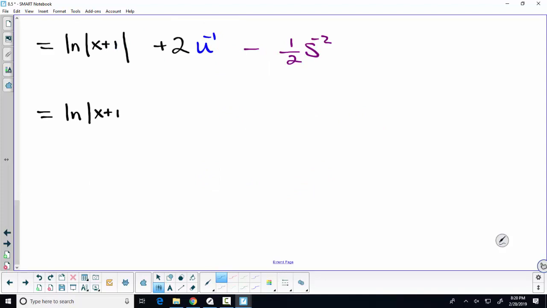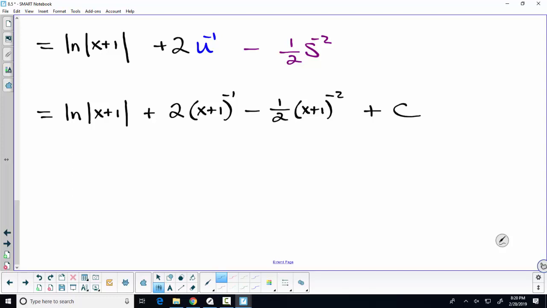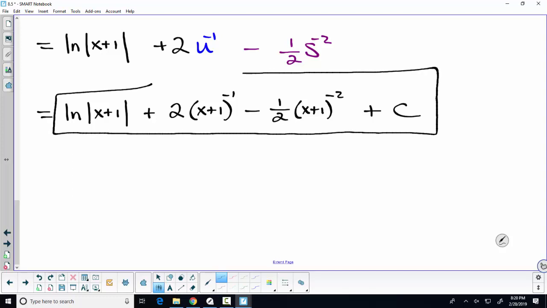And maybe you don't need a u substitution there, because again, the derivative here is linear. The derivative of the inside function, x plus 1, is 1. Kind of like with that inverse tangent one.